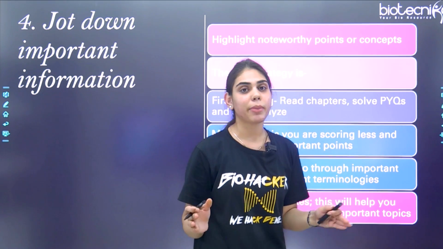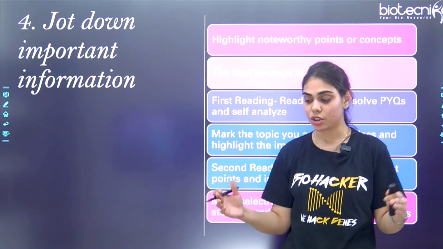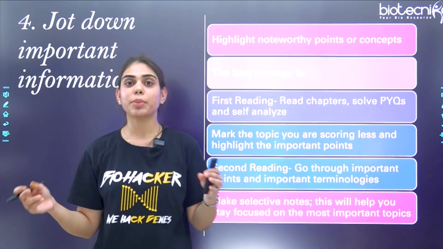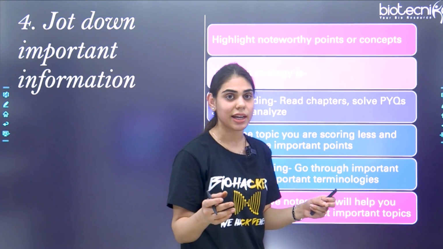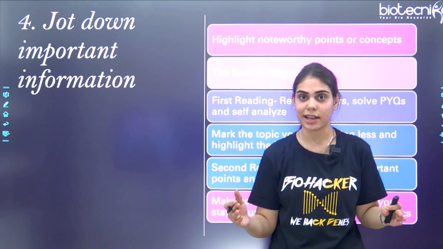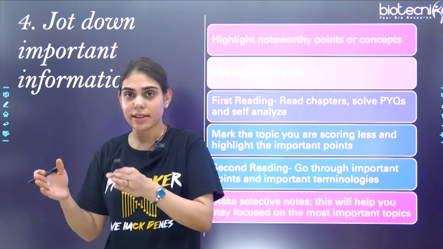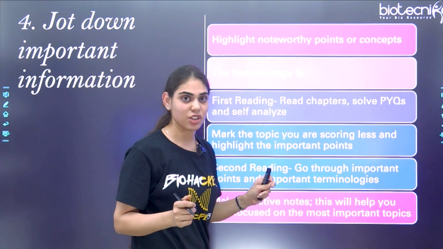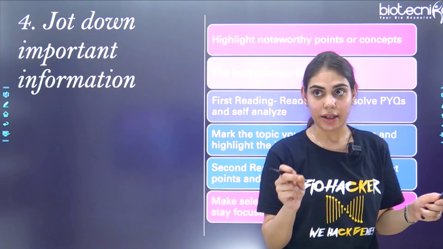So what is tip number 4? Jot down important information. Now what important information? Many a times you come across previous year questions, and they are asking something that is not there in the NCERT. Sometimes you can expect extra questions that are beyond the NCERT. So what you can do is, you may have blank spaces in the NCERT book, like one side it is written and one side you have blank spaces. So try to write down everything important that is related to that.